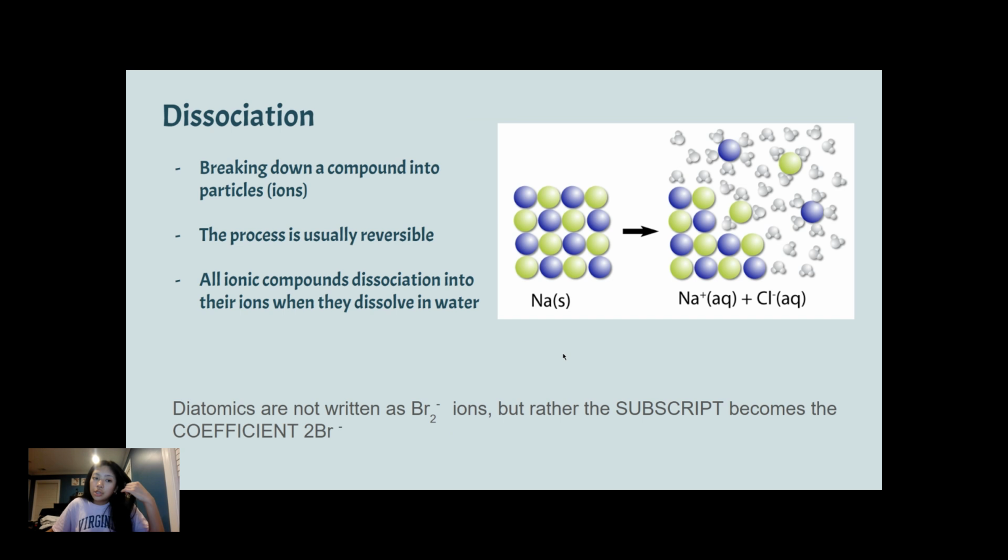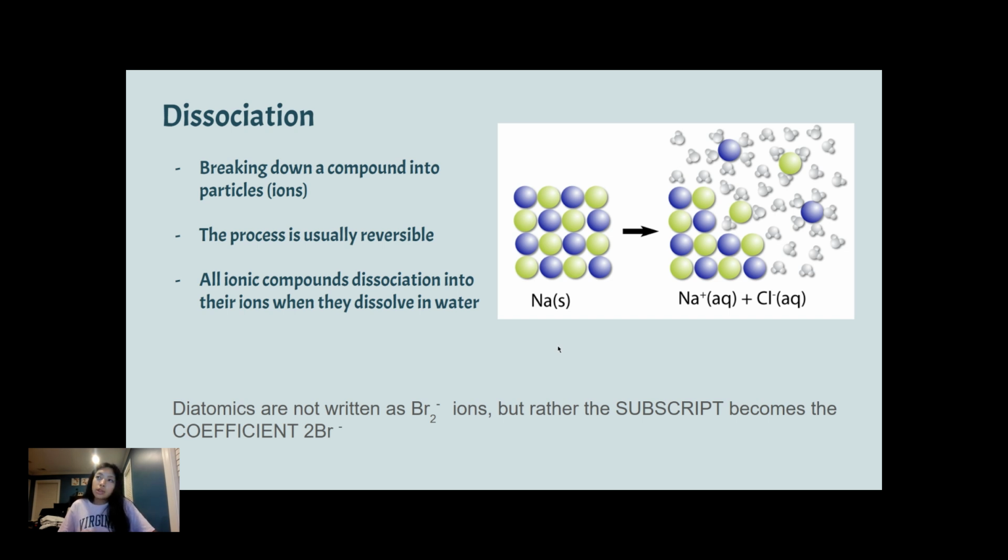Okay, so dissociation. Dissociation is the process of breaking down a compound into particles, and in this case, ions. A dissociation reaction is usually reversible, and all ionic compounds will dissociate into their ions when they are in water. This is very important to understand and remember. Diatomics are not written in their diatomic form when they're ions, but rather their subscript becomes the coefficient.